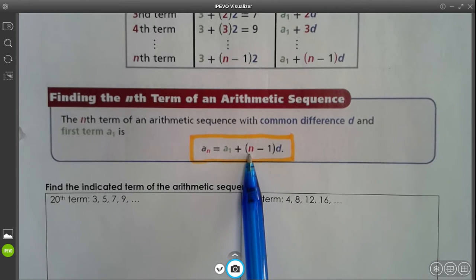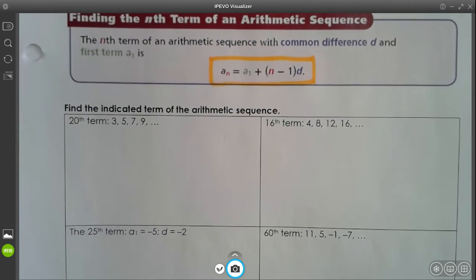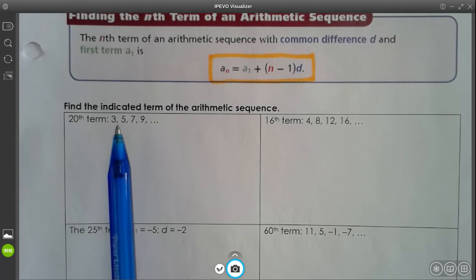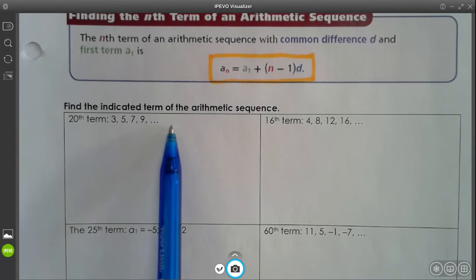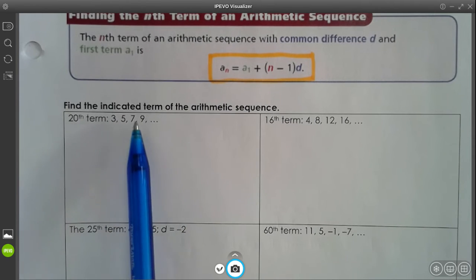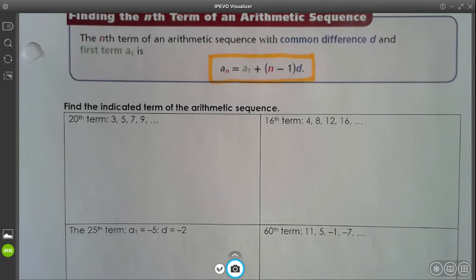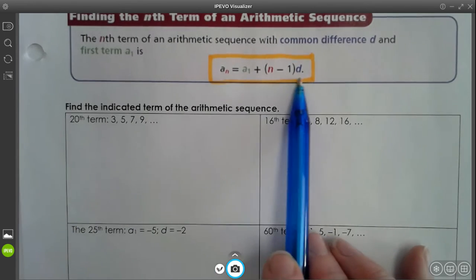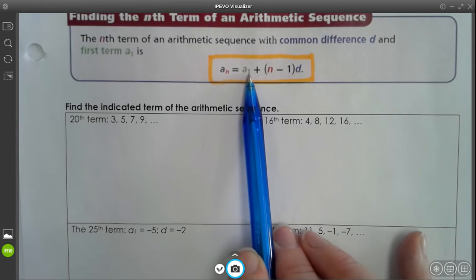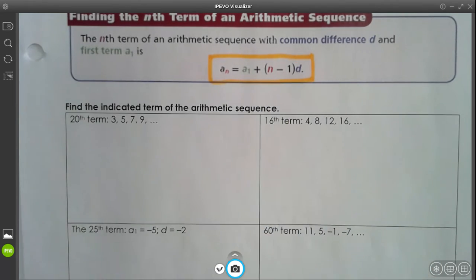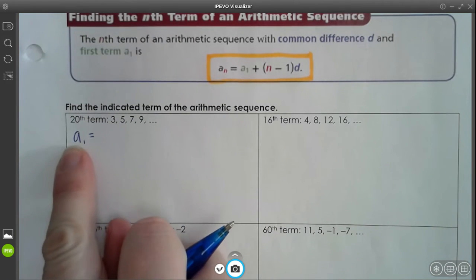Okay, so for example here, it says find the indicated term of the arithmetic sequence. So for that sequence that we were just working with, 3, 5, 7, 9, we want to figure out what the 20th term is without writing it all out. So what we need to do is use this part of the equation. We need to substitute these three variables. So a sub 1, again, is the first term. So the first term in this sequence here is 3.